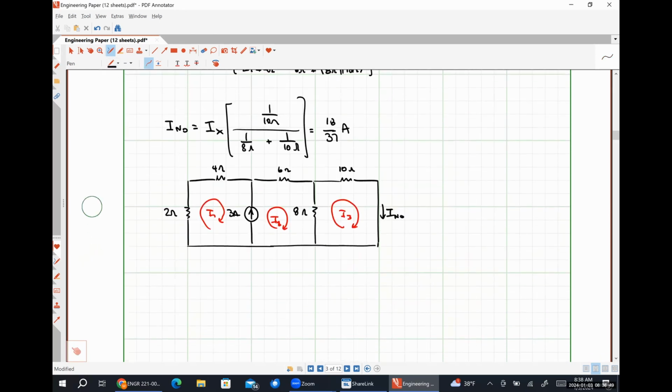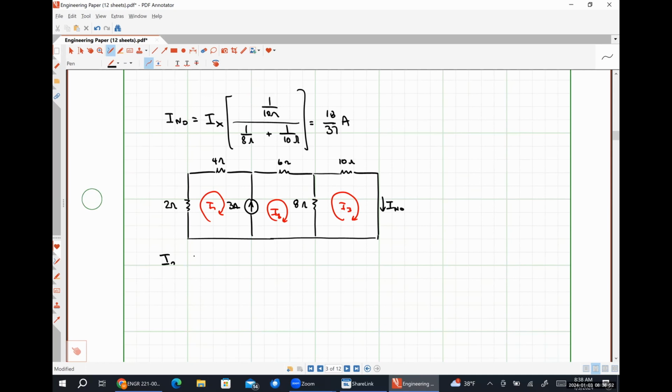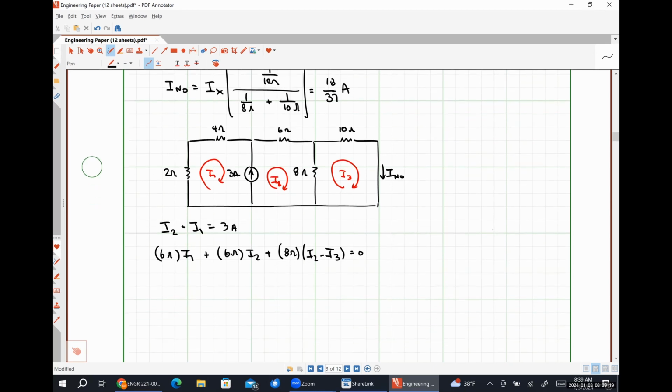So we are going to have, let's see, I2 minus I1 is 3 amps. 6 ohms times I1 plus 6 ohms times I2 plus 8 ohms times I2 minus I3 is equal to 0. So that's our KVL equation around our super mesh. And then lastly, 8 ohms times I3 minus I2 plus 10 ohms times I3 is equal to 0.